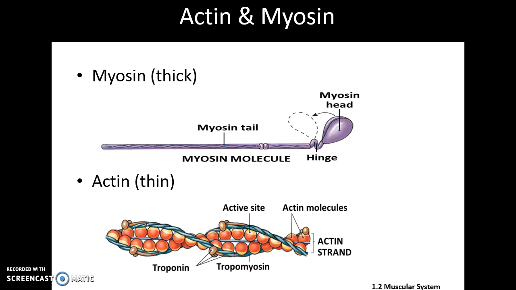The sliding filament theory involves myofibrils, which contain two main proteins: myosin, which is a thick filament, and actin, which is a thin filament. Myosin is thick with a tail and a rounded head that attaches to actin binding sites during contraction. They are also much larger than actin. Actin is a thin and twisted filament and has specific sites for myosin to bind to. However, at rest, these sites are covered by tropomyosin, which is held in place by troponin.